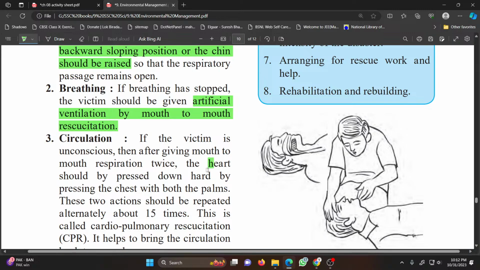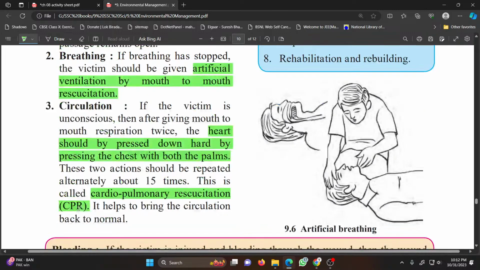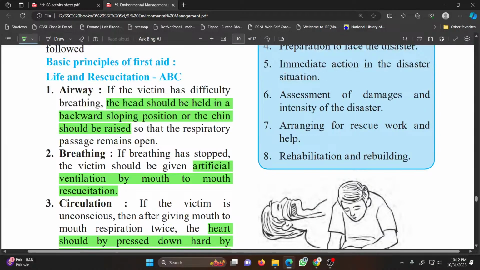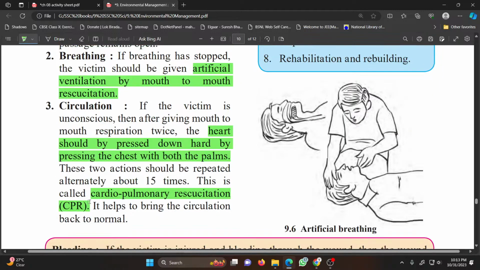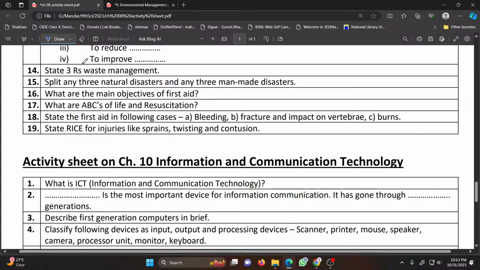hard by pressing the chest with both palms. This is called cardiopulmonary resuscitation, CPR. It helps to bring the circulation back to normal. So A is airway, the head should be held in the backward sloping position, chin raised. B is artificial ventilation, mouth to mouth resuscitation. Circulation is pressing hard with the palm, CPR, the cardiopulmonary resuscitation.